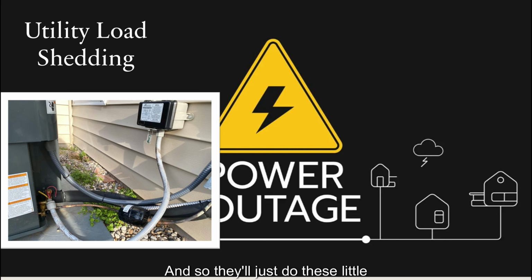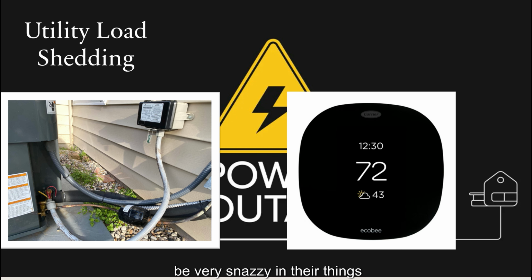And so they'll just do these little rolling brownouts or power outages, and you won't even realize it. Most people don't even know that their air conditioning system has been turned off because, hey, they're not out there. Maybe the temperature drops a few degrees and they don't even realize it. So that's just one way that the utility provider was turning things off. Well, they realize that people can be very snazzy in their things, and they can get provided discounts for their energy by putting the box on, but all they have to do is disconnect it, right? The wires are sitting here, they're dangling, they're doing absolutely nothing, and so it's all bypassed.